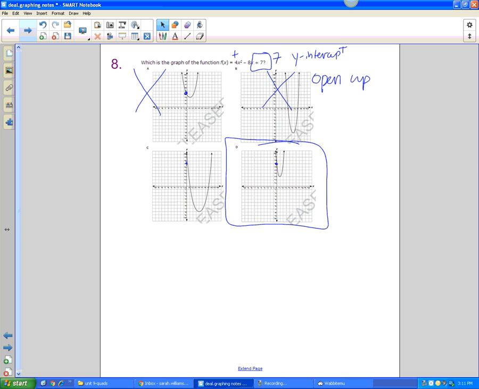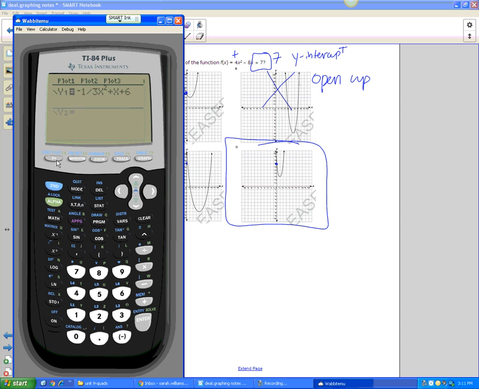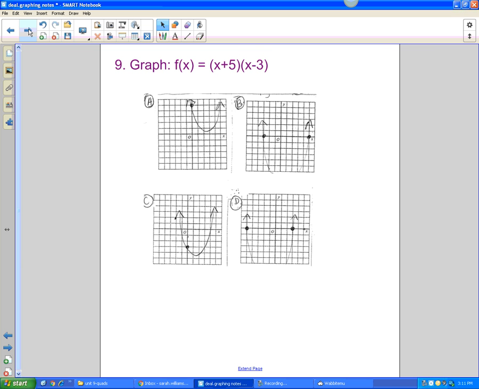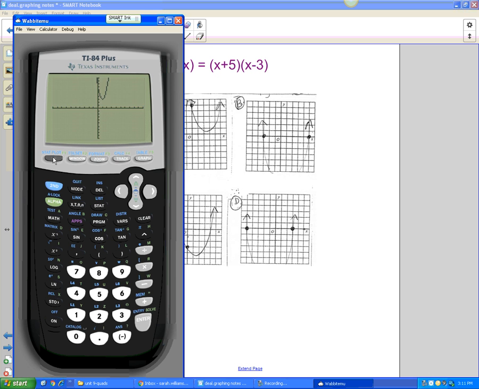All right, let me show you in the calculator as well. Always check your work that way. 4x squared minus 8x plus 7. Hit graph. And you can see that the picture that matches the best is answer choice D. All right, number 9. This one is written in a different format. I'm going to show you the calculator way first. So you could still type this one in your calculator. You would type it in just like you see it.